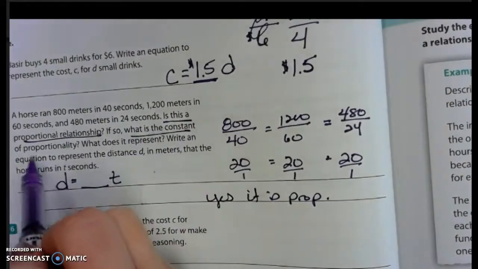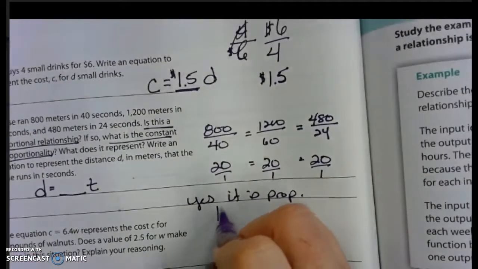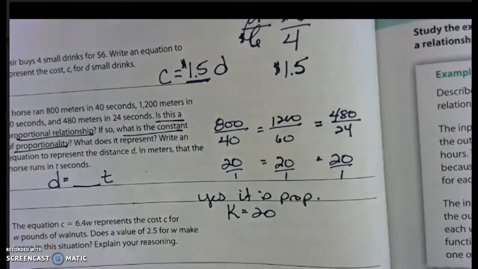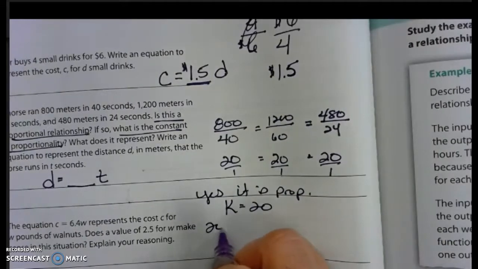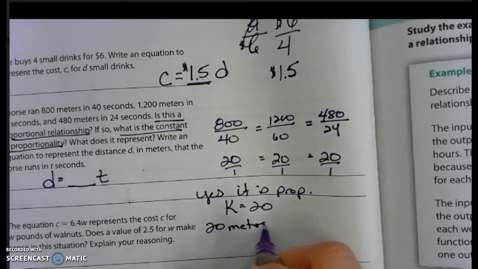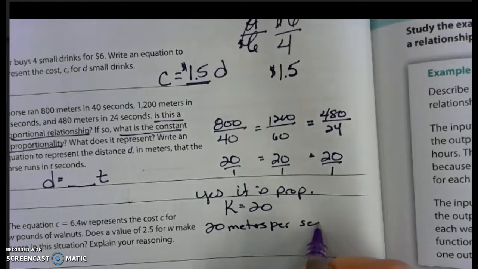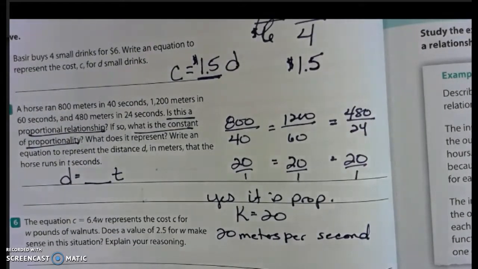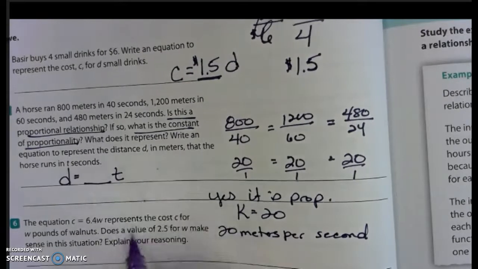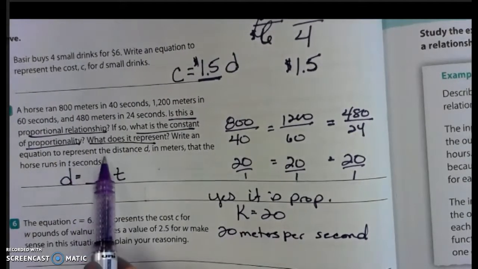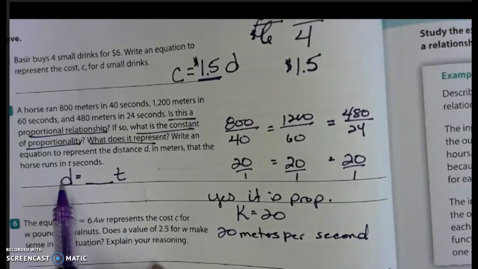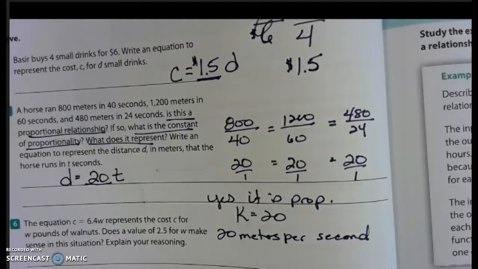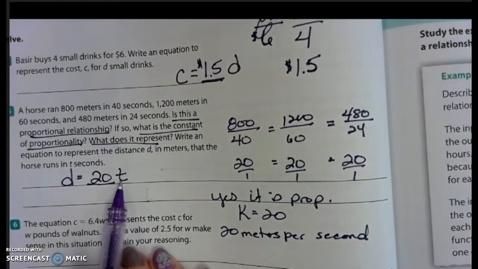Okay, if so, what is the constant of proportionality? k equals 20, or 20 over 1. What does it represent? 20 meters per second. That's going to be the rate that the horse is running. And then the next one, so we've done those 3. Write an equation. The distance the horse runs is equal to its rate, 20 meters per second, times the time that it runs.